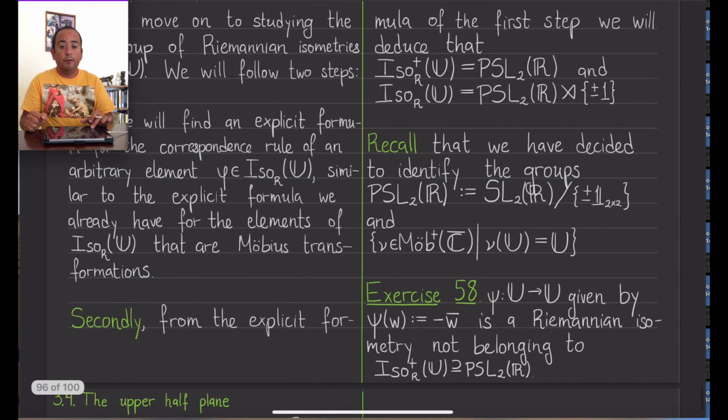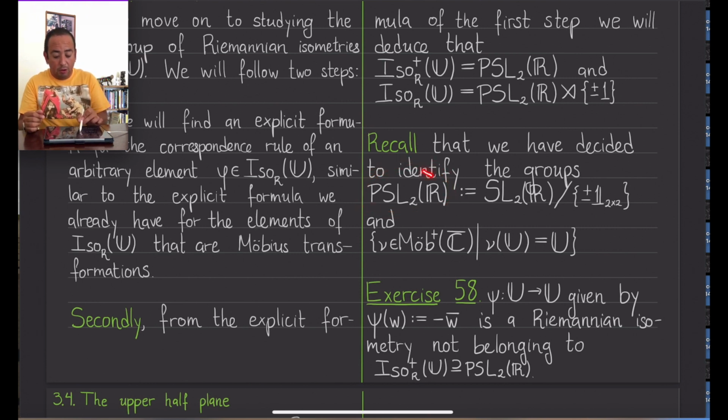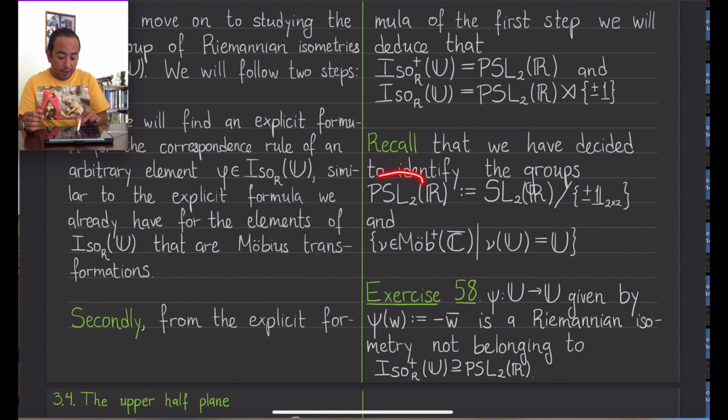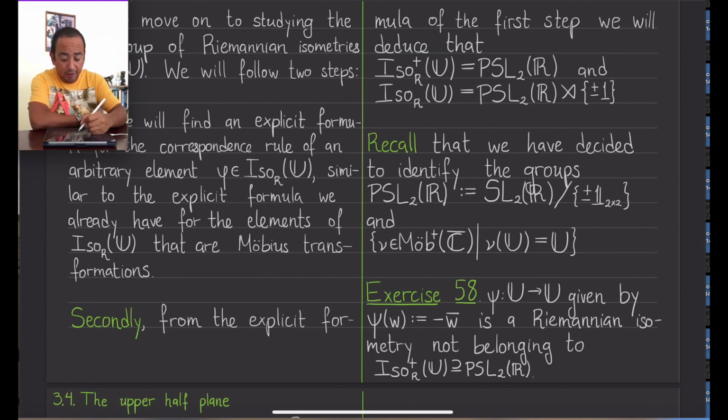Okay, so first of all, are there any Riemannian isometries outside PSL2R? So we know with this identification between this group and this group, we know that the elements of PSL2R are Riemannian isometries of the upper half plane. Now, of course, before starting any study, the first question is: do there really exist isometries outside PSL2R? Do there exist isometries that are really escaping the analysis we have done so far? And the answer is yes.